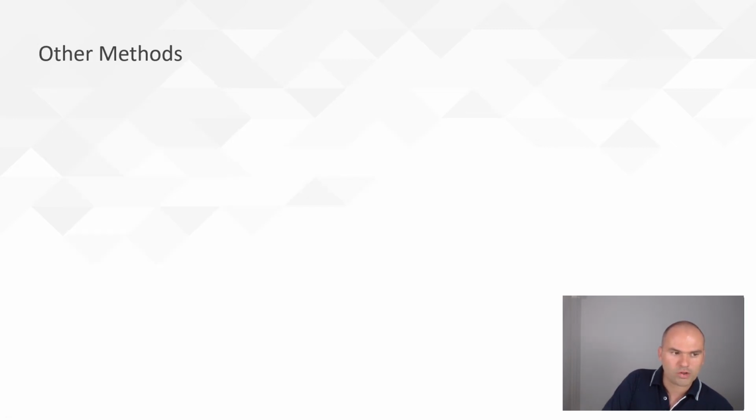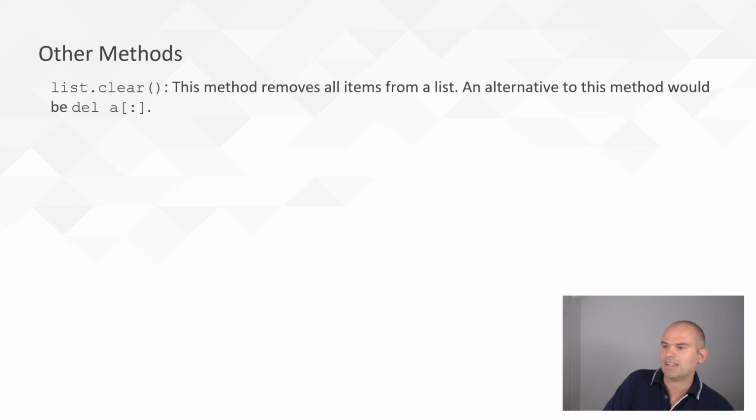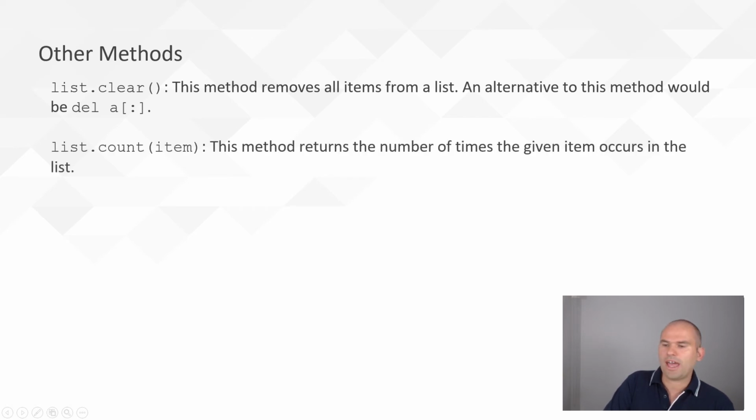So we've covered the main ones. Here are some other methods. list.clear simply makes that list blank, clears everything from it. You can also say del A from start to finish, basically. That would do the same thing. Next, list.count. You put an item in there, it returns how many times that item occurs in the list.